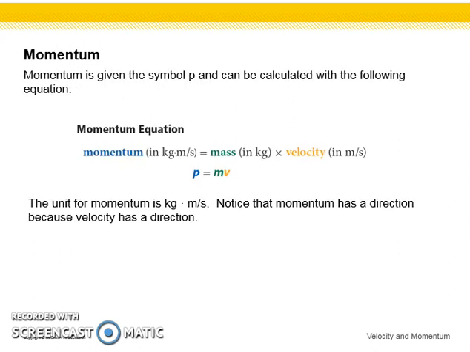Momentum is given the symbol P and can be calculated with the following equation. So write down the momentum equation: momentum in kilograms times meters per second equals mass in kilograms times velocity in meters per second. So in short, P equals mv. The unit for momentum is kg times meters per second. Notice that momentum has a direction because velocity has a direction.